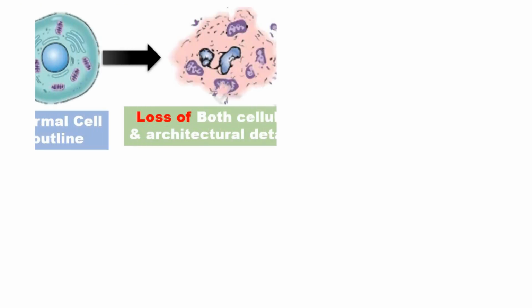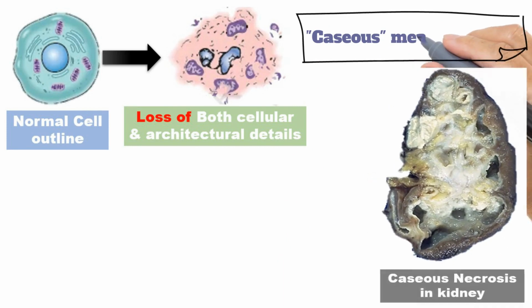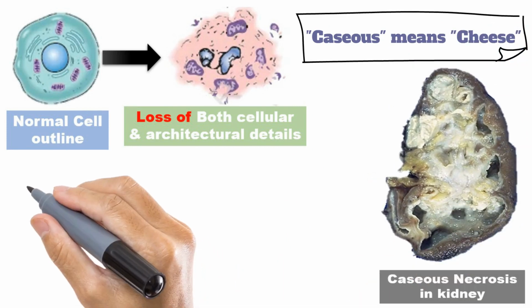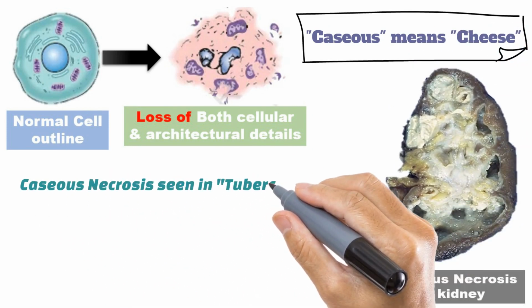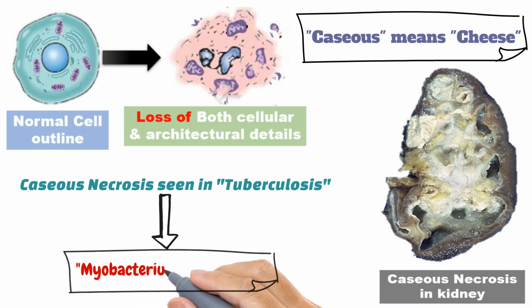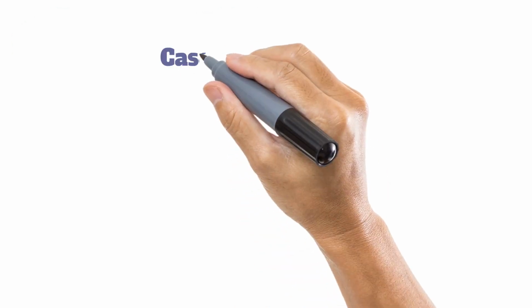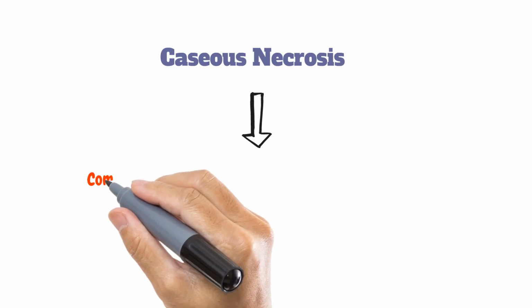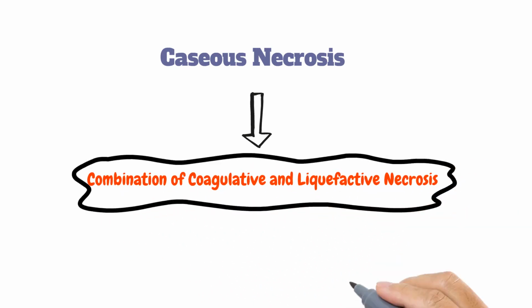And there will be absence of both architectural and cellular details. The word caseous means cheese. This type of necrosis is seen in tuberculosis, which is caused by Mycobacterium tuberculosis. Caseous necrosis is considered a combination of coagulative and liquefactive necrosis.